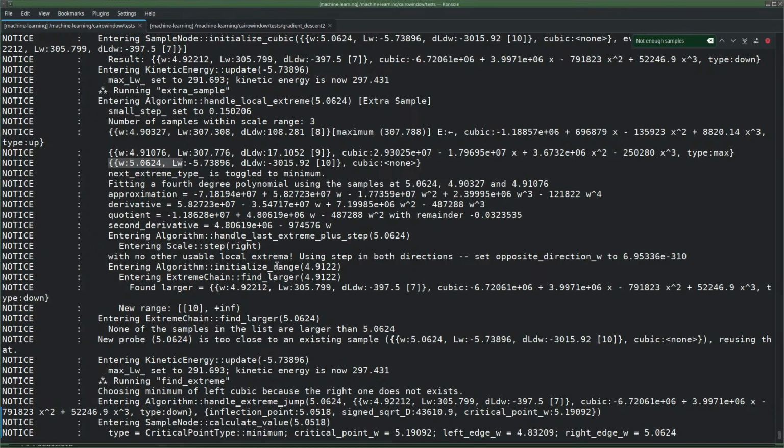Entering scale step right. With no other usable local extreme using extrema. Okay, so it goes to minus infinity. The thing does have a maximum but no minimum. Using step in both directions, set opposite direction to undefined value. What? That's not good. It is totally wrong.